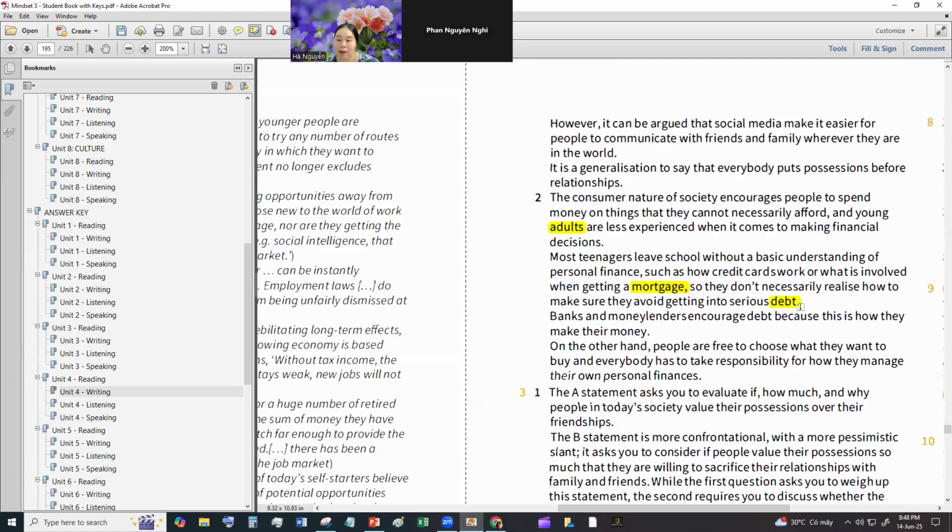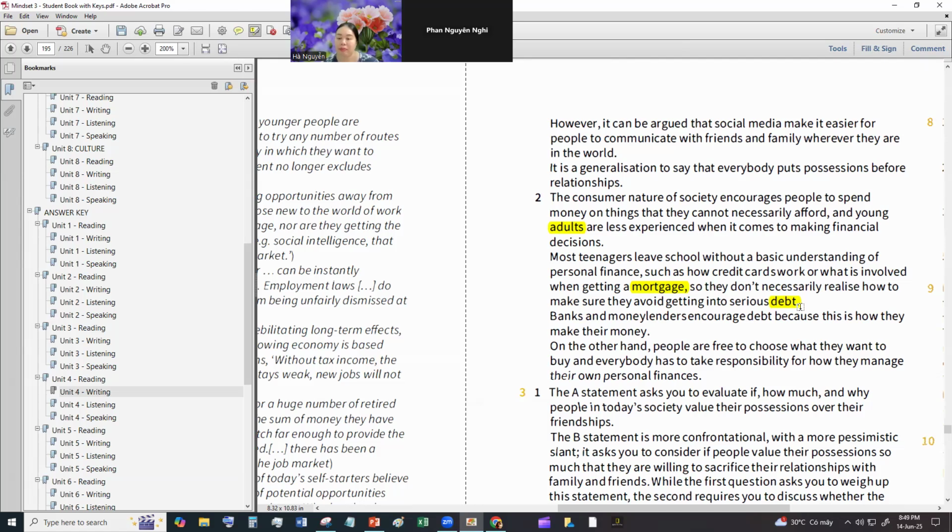So remember, a mortgage is when you borrow money from the bank to buy a house and you have to pay the money back plus interest, so added money. And if you fail to pay on your mortgage, the house will be taken by the bank. Yeah, so don't get into serious debt.